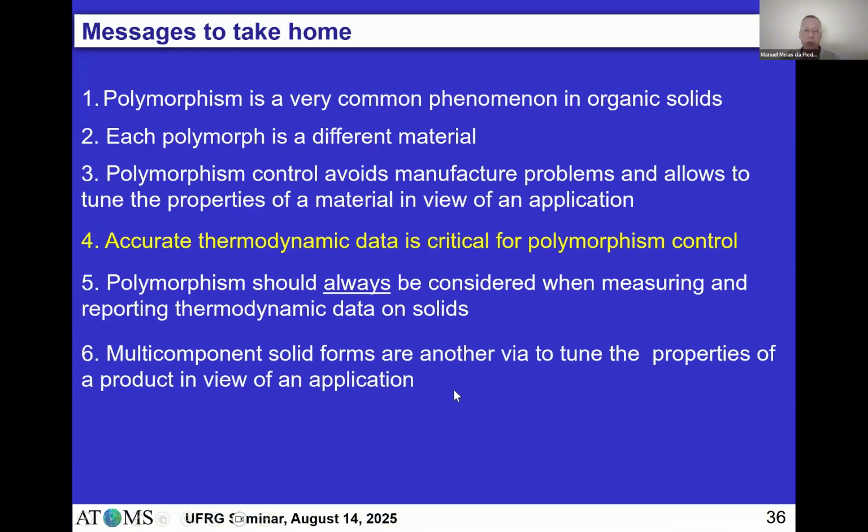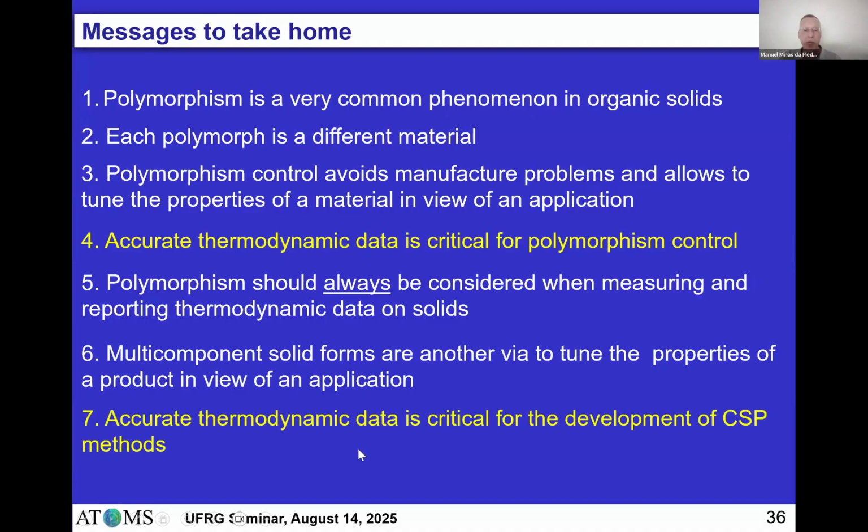And multi-component solid forms, something that I haven't told you about, are another way to tune the properties of a product in view of an application. Sometimes we can play a trick, which is to put more than one molecule in the crystal structure. And finally, accurate thermodynamic data is critical for development of crystal structure prediction methods.